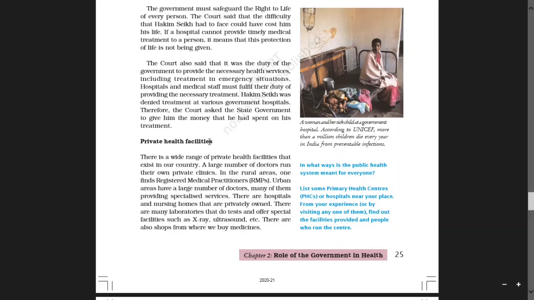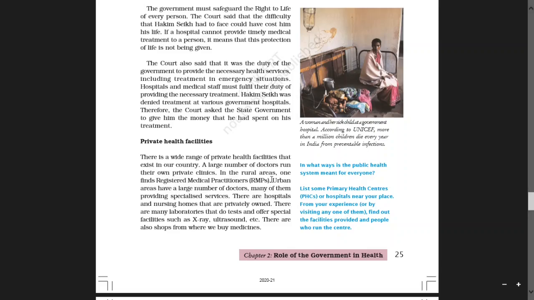Now let us see private health facilities. There is a wide range of private health facilities that exist in our country. So in our India, boys, we find a wide range of private health facilities. A large number of doctors run their own private clinics. In the rural areas, one finds registered medical practitioners, RMPs.